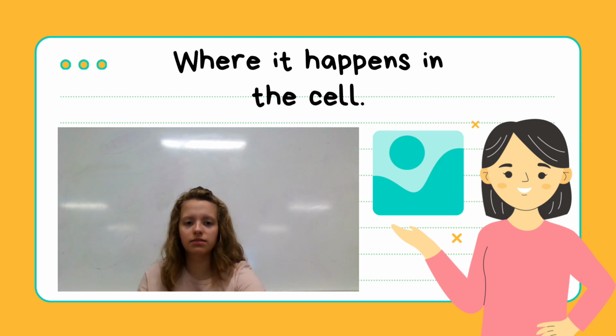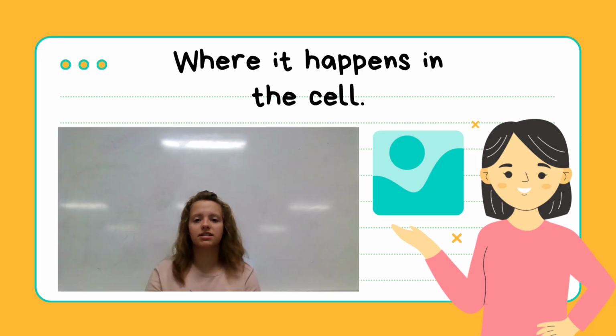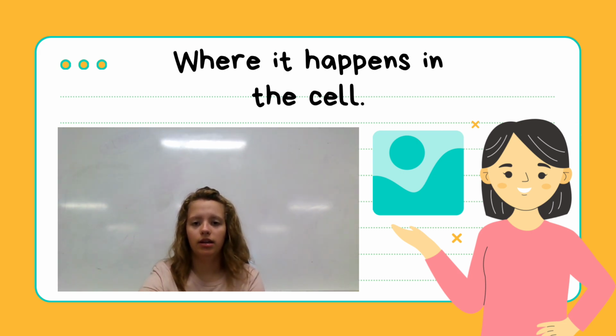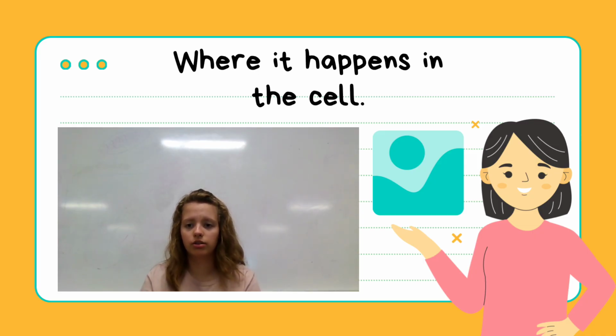For eukaryotic cells, which are found in humans, animals, plants, and fungi: in the cytoplasm, the first stage, glycolysis, happens here, where glucose is broken down into pyruvate. In the mitochondrial matrix, the Krebs cycle or the citric acid cycle takes place within the mitochondria. In the mitochondrial membrane, the final stage, the electron transport chain, occurs.